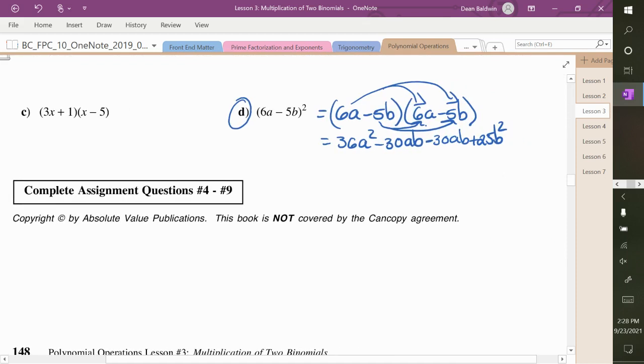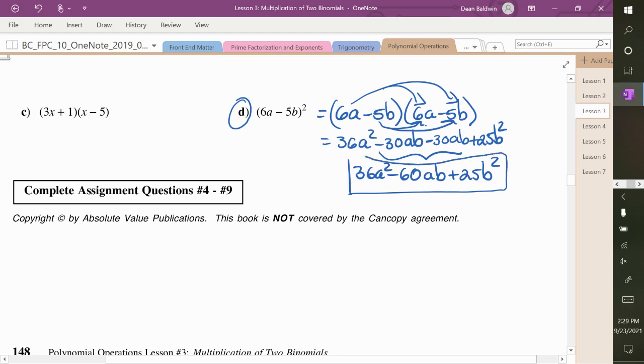What can you combine? Those two to give you? And this, remember the last two terms. 25b squared. And that is the answer. Is that okay?